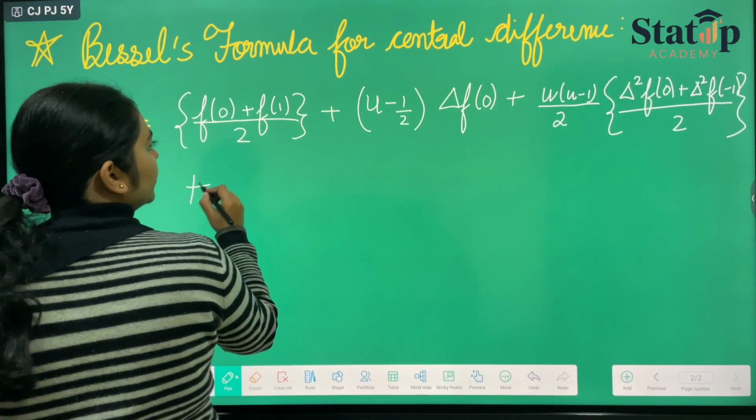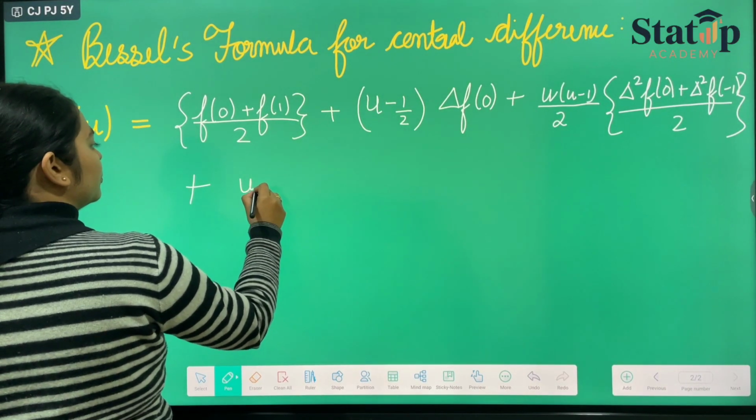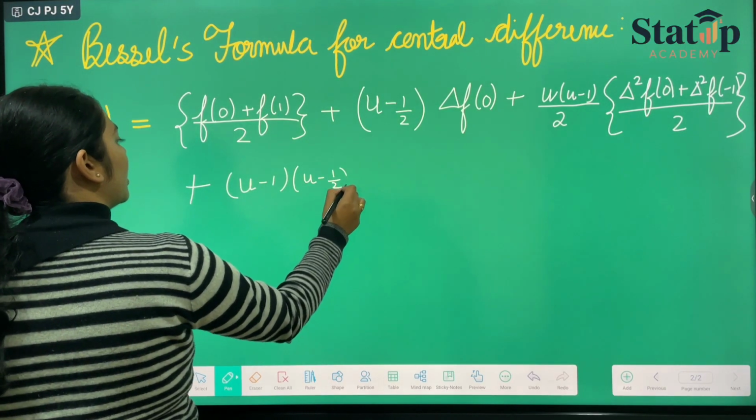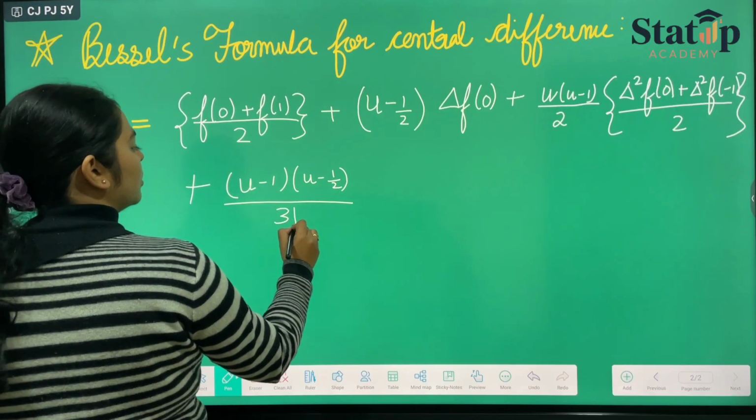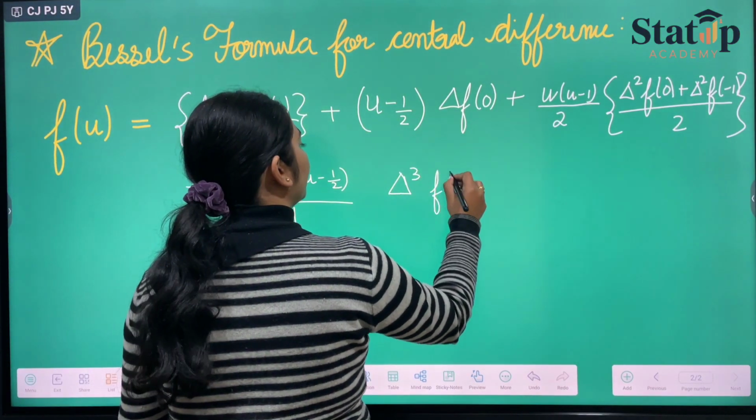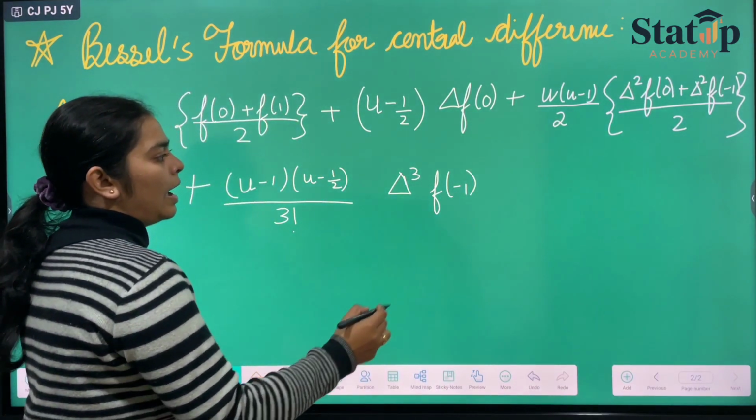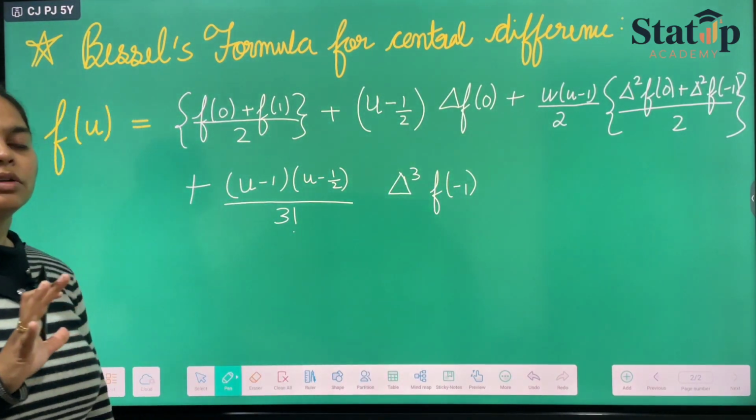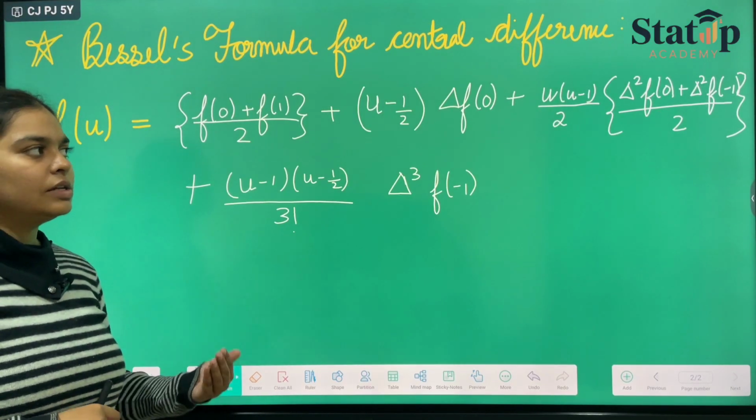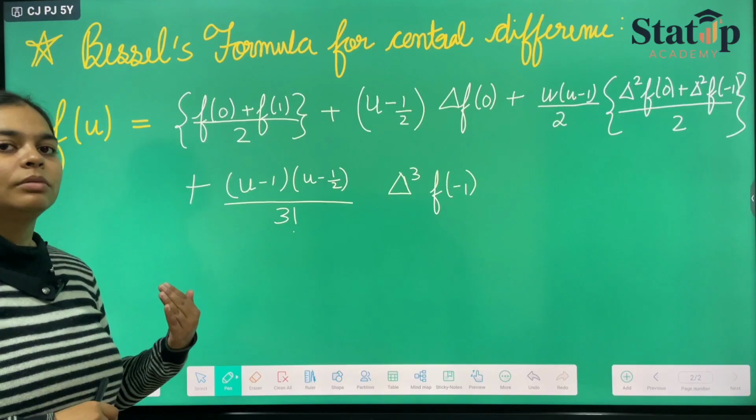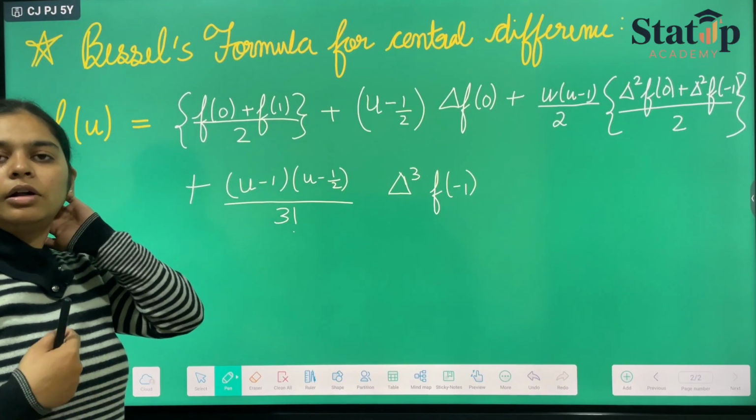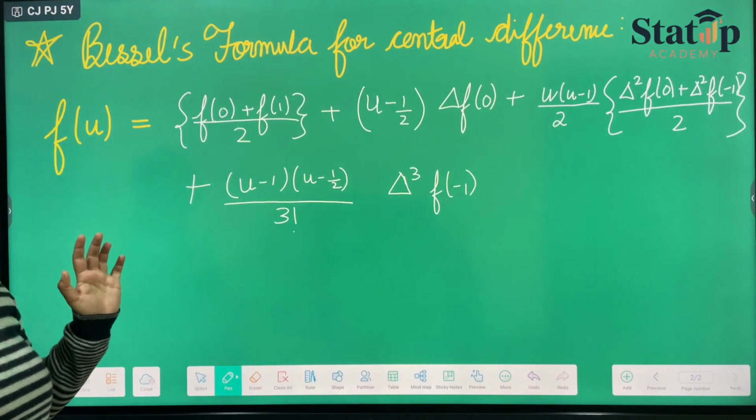Then the fourth term is (u minus 1) into (u minus half) into u upon 3 factorial, into delta cube F minus 1, and so on, but we only have to learn it till the fourth term. In examination, they won't ask you more than this, or they can ask you less than 4 but not more than 4. Till fourth is the safe one, so we are learning one extra for this.